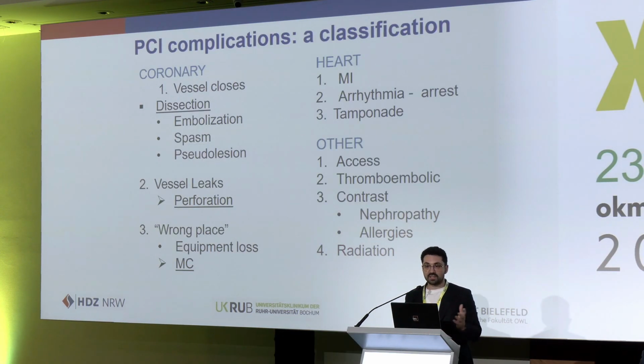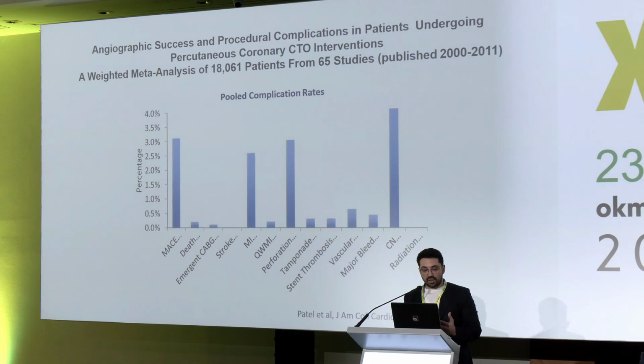As you see here, it's a big range of complications that you can have. You can have all kinds of complications. You can have dissections, vessel occlusions, myocardial infarctions, perforations. You can have troubles with your microcatheters. So if you take a look here, you see the most common are perforations, myocardial infarctions, and of course renal issues.